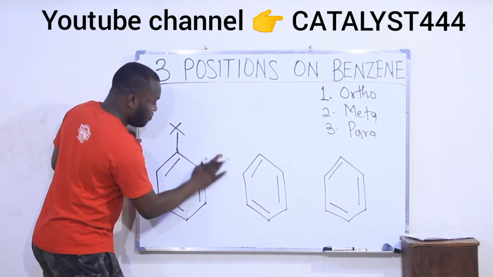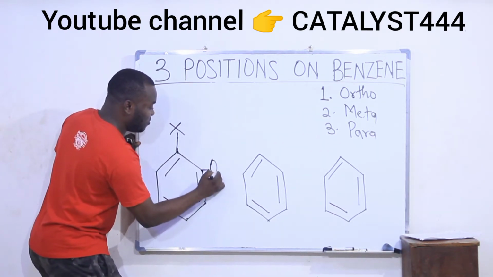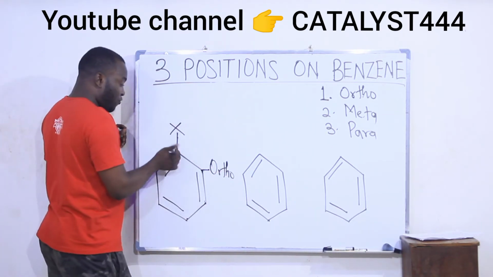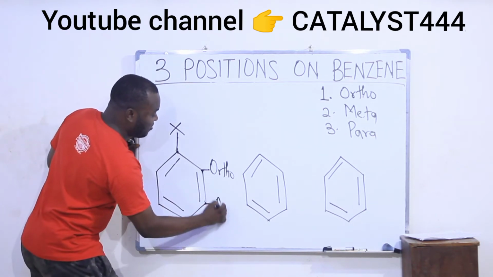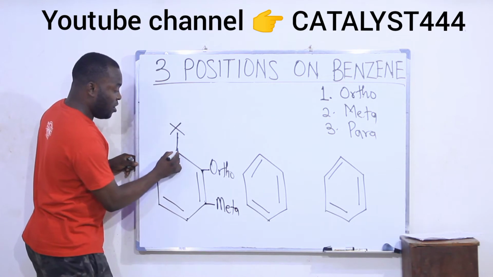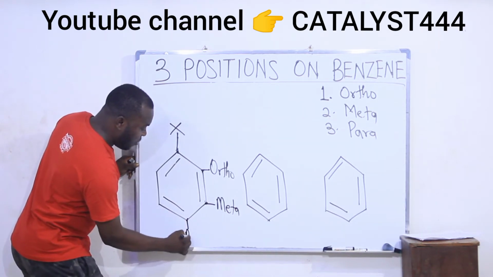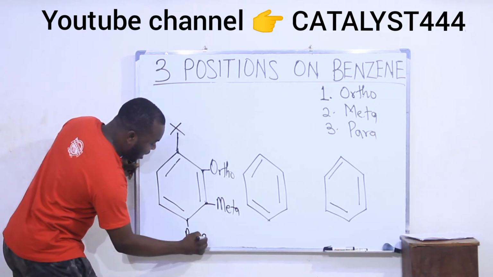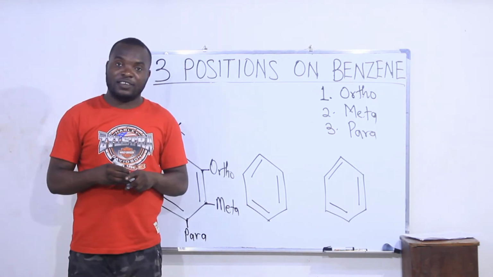So from here, 1 step away, which is here, this is my ortho position. 2 steps away from here, that is 1, 2. This is my meta position. While 3 steps away from here, 1, 2, 3. This is my para position. So these are the 3 positions on a benzene ring.